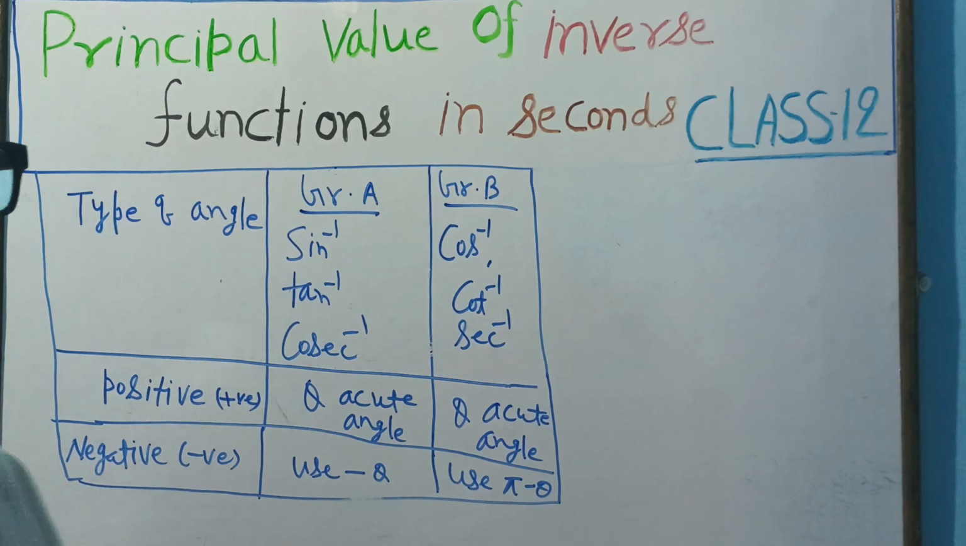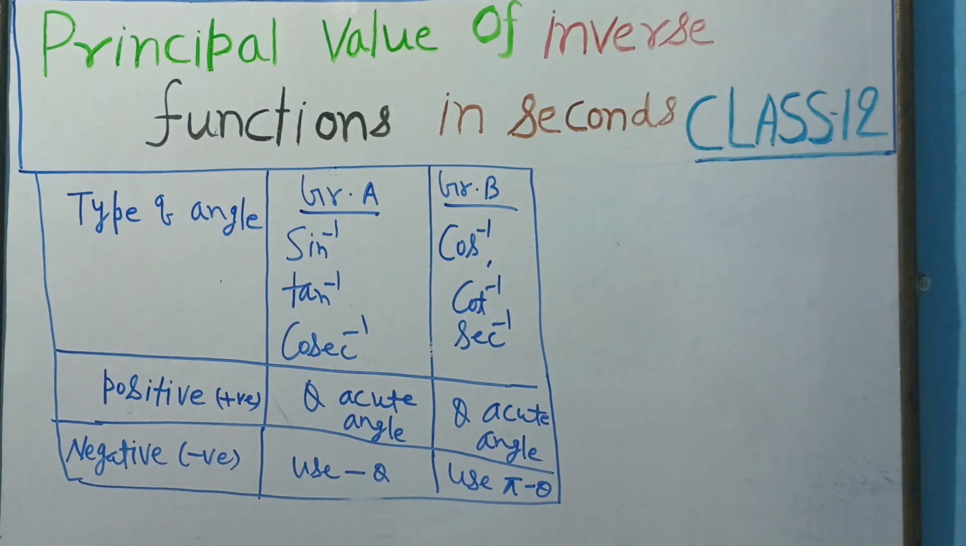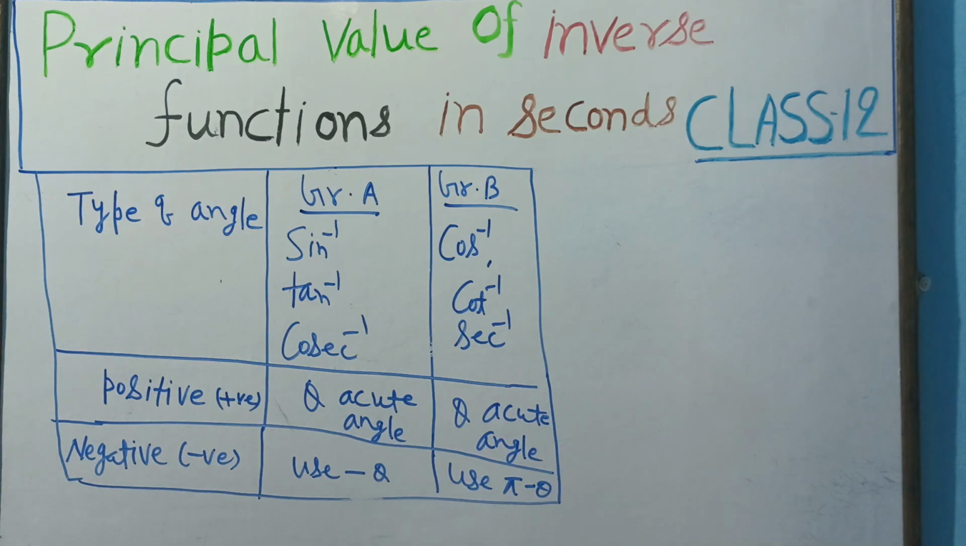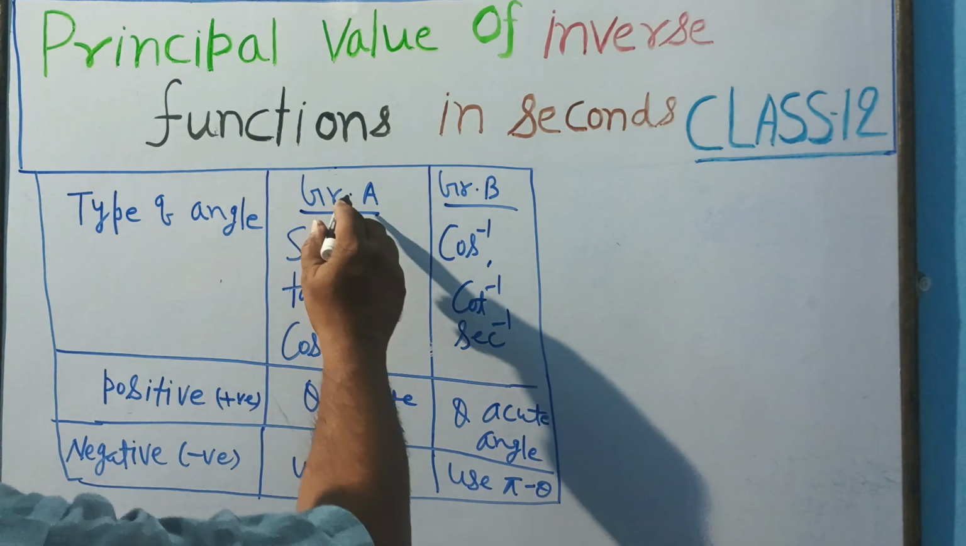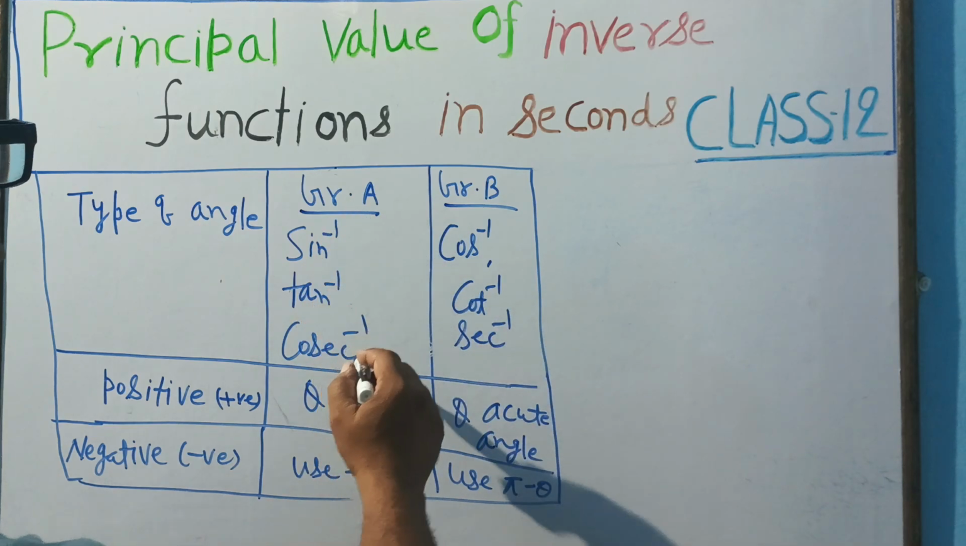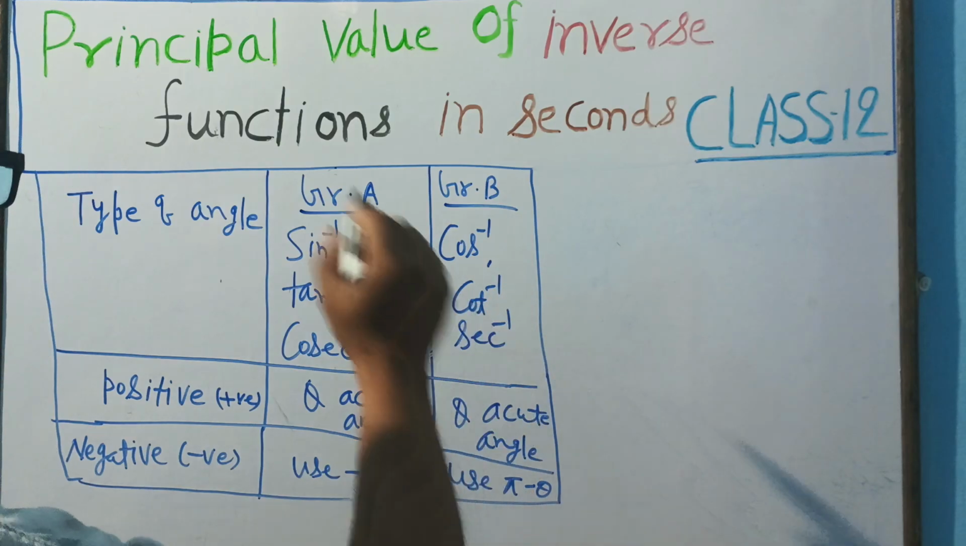In this video, we will find the principal value of inverse functions in a second. For this, I have divided the 6 trigonometric ratios into two groups, group A and group B. Group A contains sin inverse, tan inverse, cosec inverse, and group B contains cos inverse, cot inverse, and sec inverse.